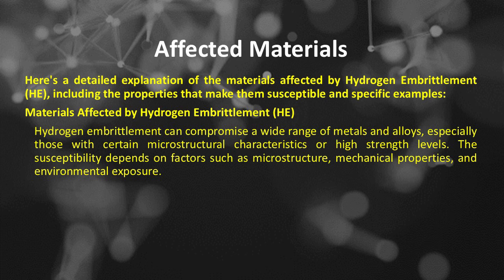Here's a detailed explanation of the materials affected by hydrogen embrittlement, HE, including the properties that make them susceptible and specific examples. Hydrogen embrittlement can compromise a wide range of metals and alloys, especially those with certain microstructural characteristics or high strength levels. The susceptibility depends on factors such as microstructure, mechanical properties, and environmental exposure.